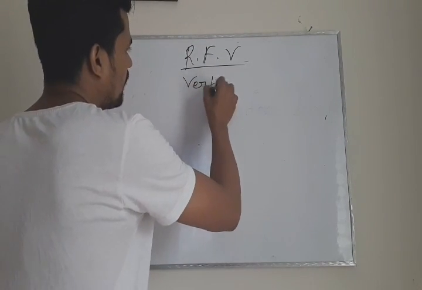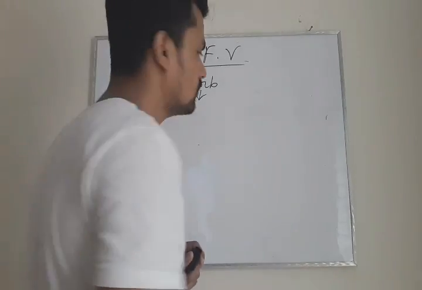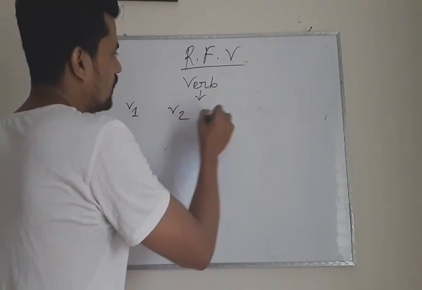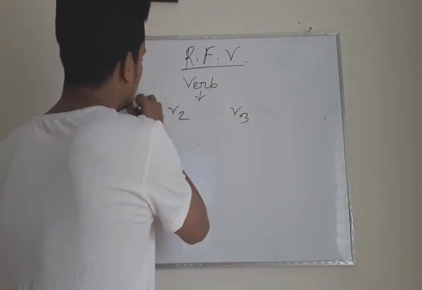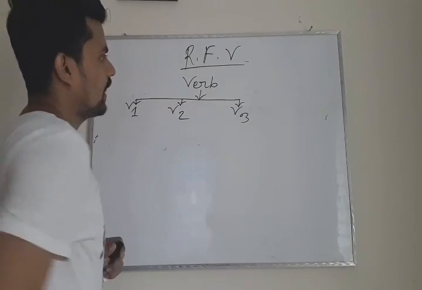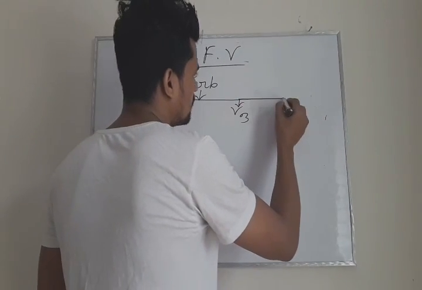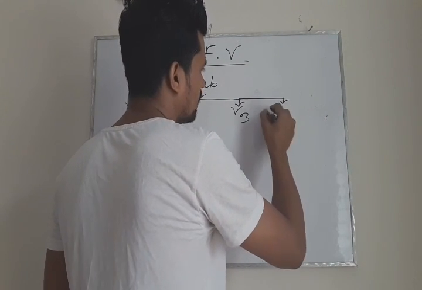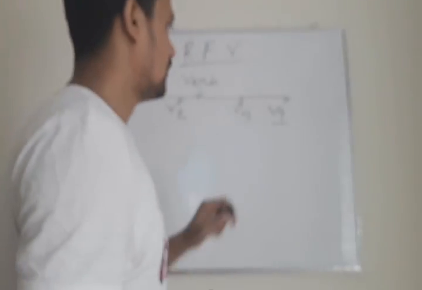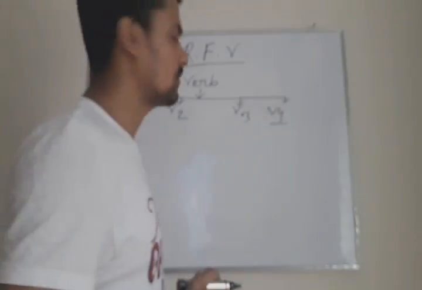A verb has three forms according to our traditional grammar. That is V1, V2 and V3. They are the three forms of a verb. And there is another form, we call it V4, or the present participle form. You can also say that it is the verb plus ing form.